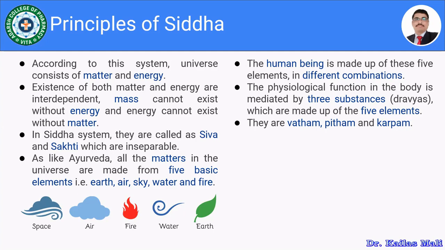So basically, the universe consists of matter and energy. Mass cannot exist without energy, and energy cannot exist without matter. It comprises Shiva and Shakti, which are inseparable. All matter in the universe is made up of the five basic elements: space, air, fire, water, and earth. And we are considering the three substances, the dravyas, that is Vatam, Pittam, and Karpam.